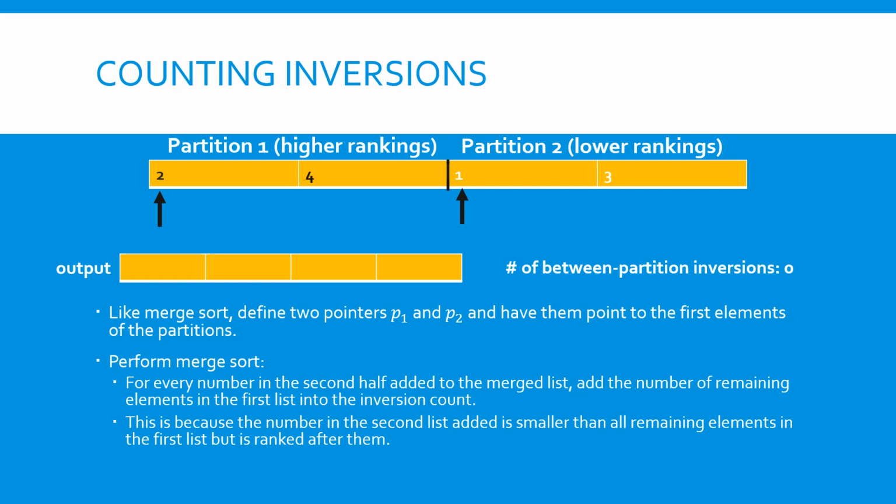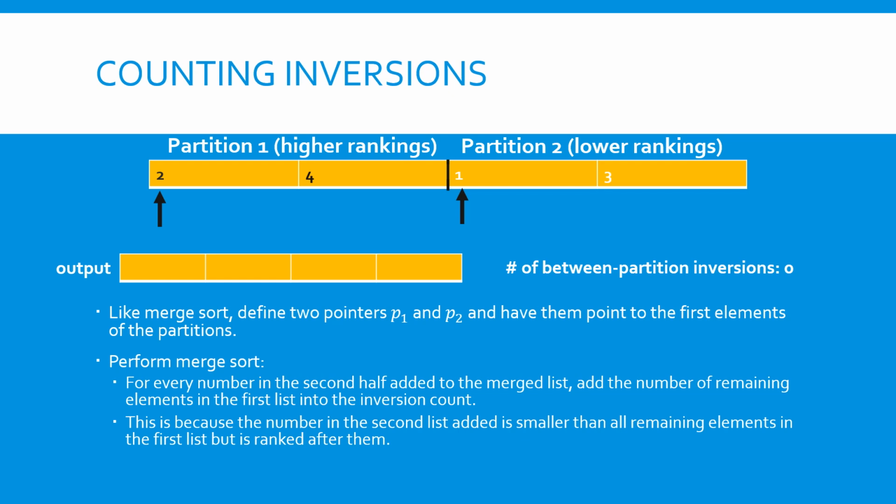First, note that partition 1 contains the first half of the numbers from the input, corresponding to the items that receive higher rankings in the reference. Likewise, the items in partition 2 receive lower rankings in the reference. As a result, if we need to push a number in partition 2 into the merged list, then the number will form inversions with all remaining numbers in partition 1. This is because the number is in partition 2, meaning that it is ranked after all elements in partition 1 in the reference list.